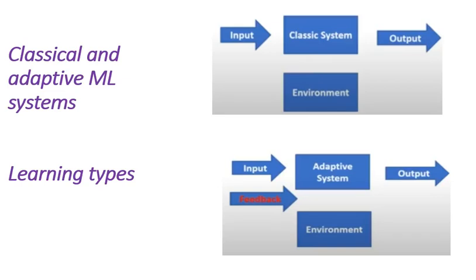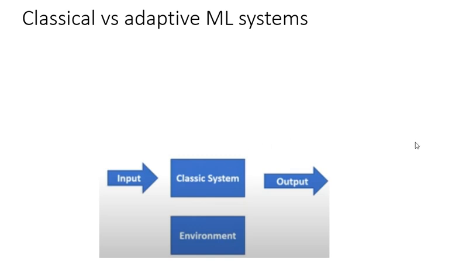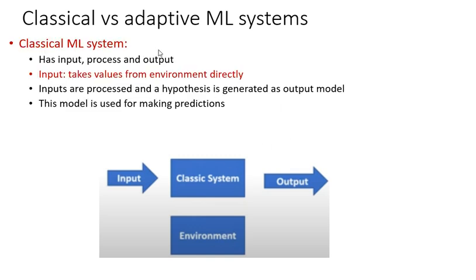In this video we'll discuss classical and adaptive machine learning systems, and we'll also see different types of learning. Classical machine learning systems basically have an input, a process, and an output. The input takes the values from the environment directly. The inputs are processed and a hypothesis is generated as an output model.